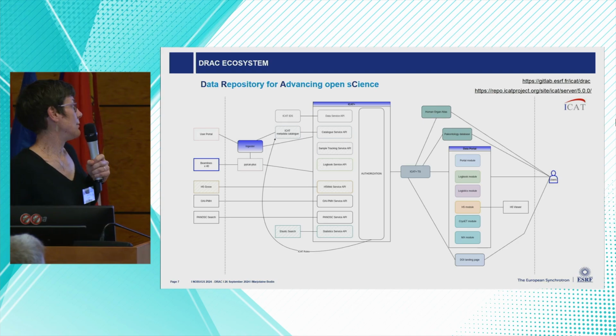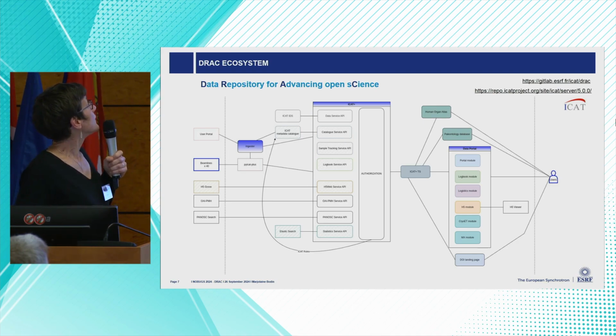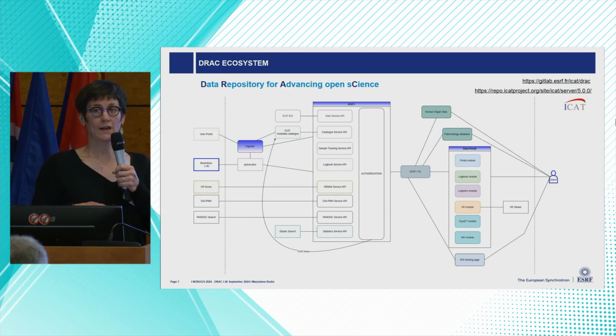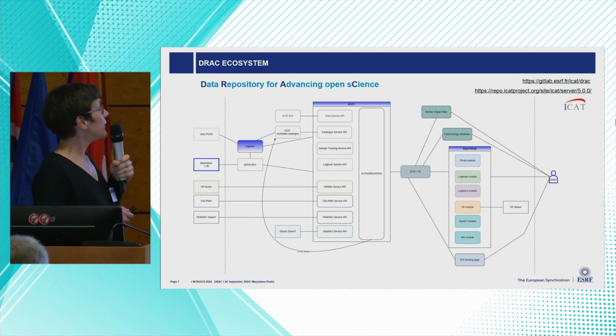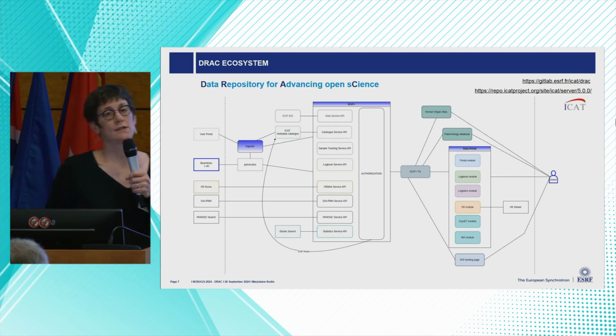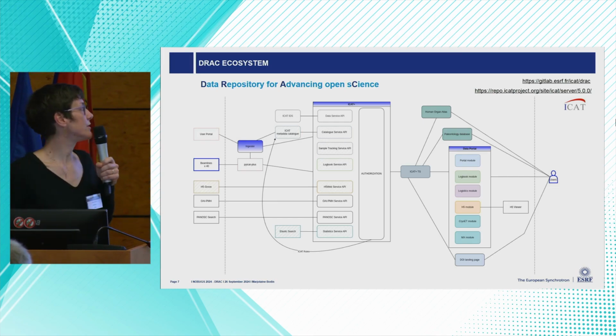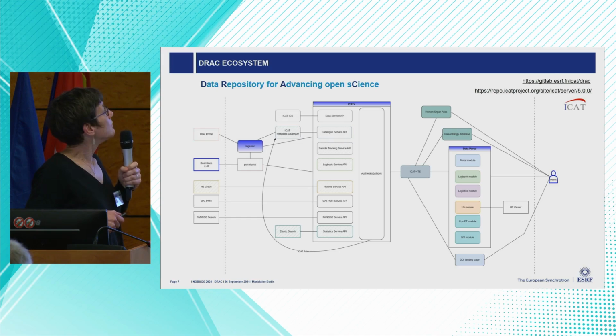What is the system behind? So the entire system is called DRAC, which stands for Data Repository for Advancing Open Science. One of the main components is the metadata catalog ICAT, which is developed and maintained by FCFC and the ICAT collaboration. We have also multiple API services, collectively called ICAT+.